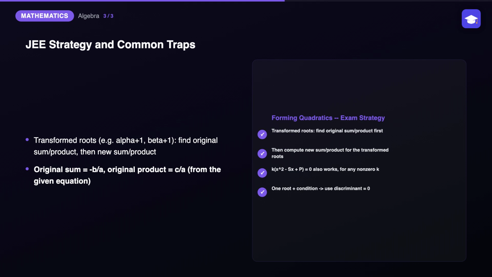A frequently tested JEE variant asks you to form a NEW quadratic equation whose roots are related to the roots of an original equation.